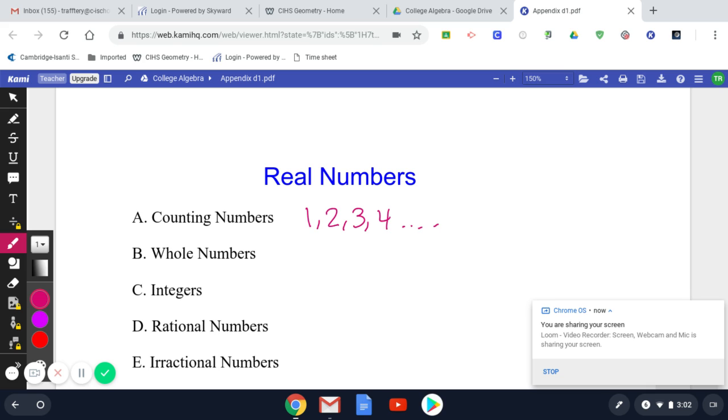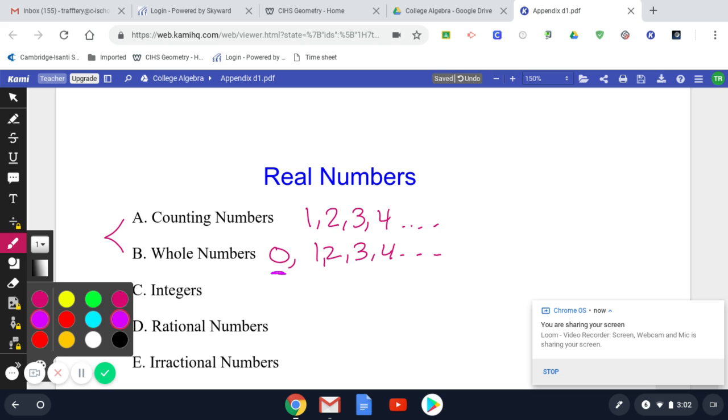There are no fractions, and it does not have 0. The whole numbers include 0, so it's 0, 1, 2, 3, 4. The only difference between counting and whole numbers is that 0 is included in whole numbers. Integers are the whole numbers with all the negatives, if you want to think about it that way. So negative 3, negative 2, negative 1, 0, 1, 2, 3, and so forth.